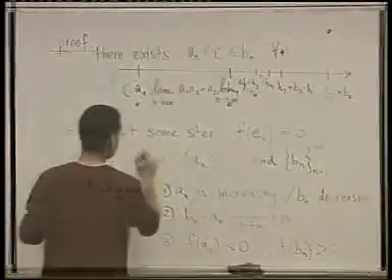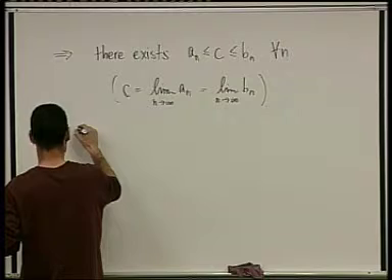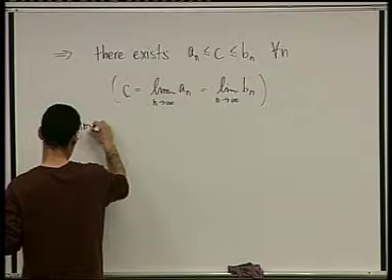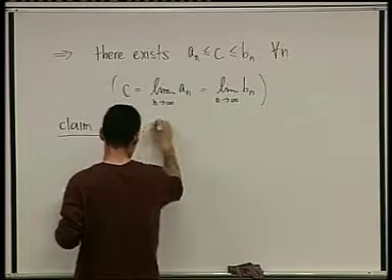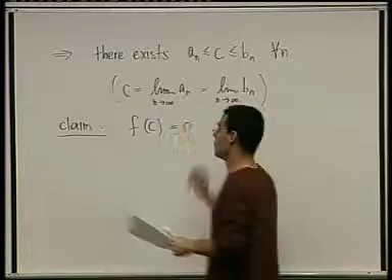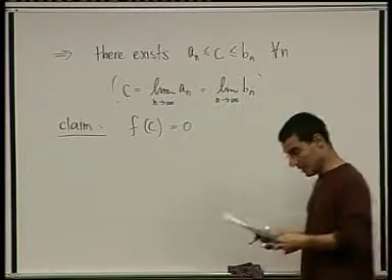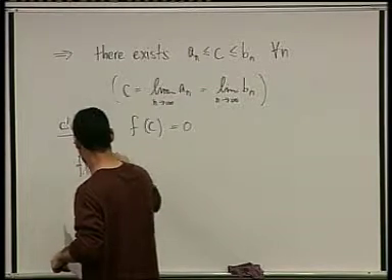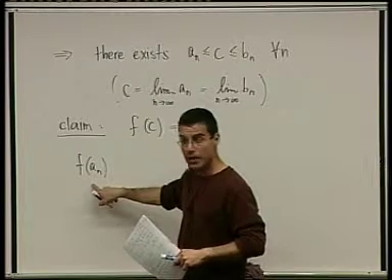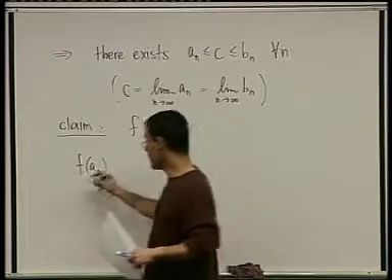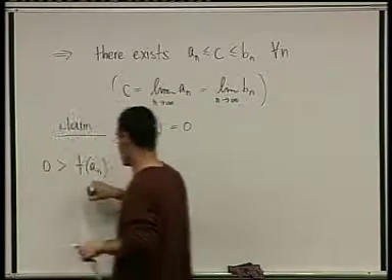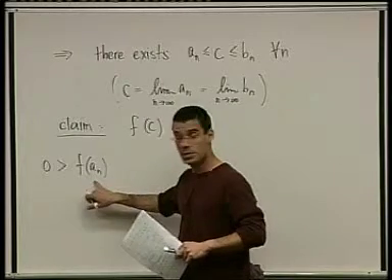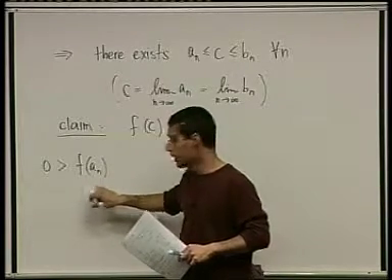So c satisfies, so claim: f at this point c is 0. Then we'll be done. Why is that true? The values of f at any point in the sequence a_n are all negative. That's how we constructed the left ends of the intervals. They were always taken to be such that the value of f is negative. Remember?